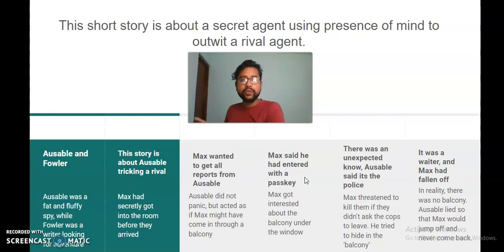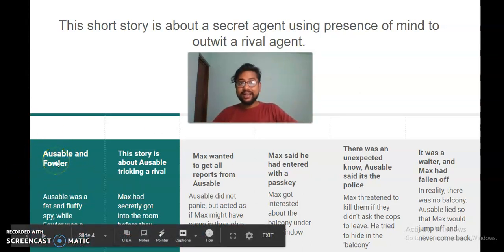Max, who wanted to hide himself from the police, went out of the window, and as he went, Osable and Fowler went to open the door. Immediately, they heard a sound as if someone is falling, a shrill sound. They opened the door. There was no police. It was room service. Room service had brought them drinks and glasses. This is what happened.